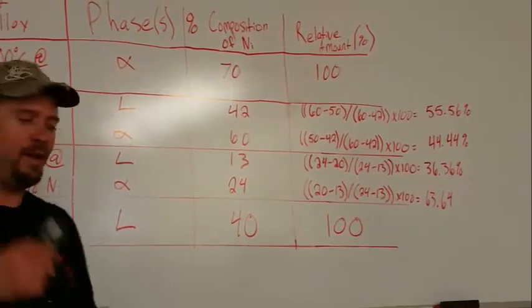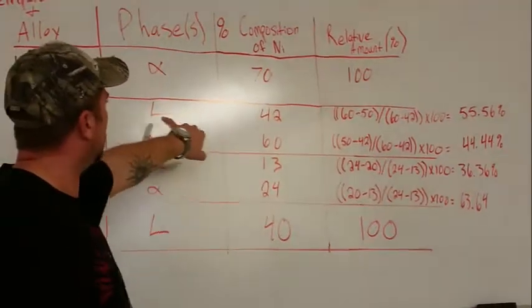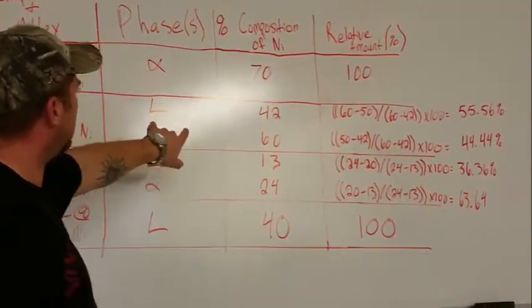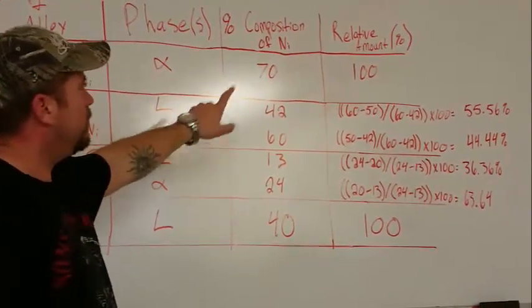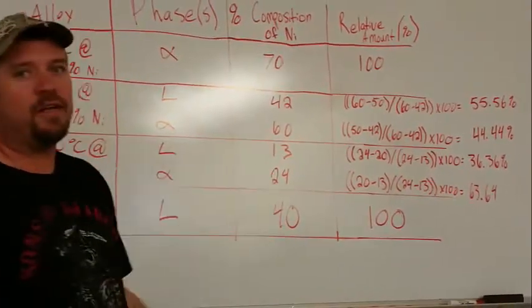And the million-dollar question right now is, how can you have over 100% of something in the cup? And the answer to that is you have 42% of the liquid is nickel. 60% of the alpha is nickel.